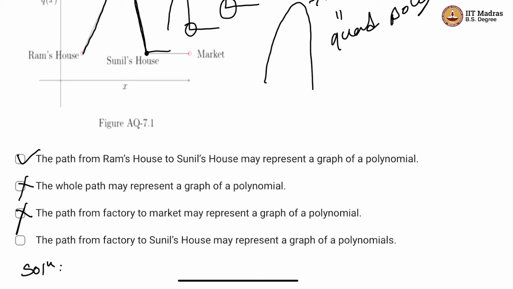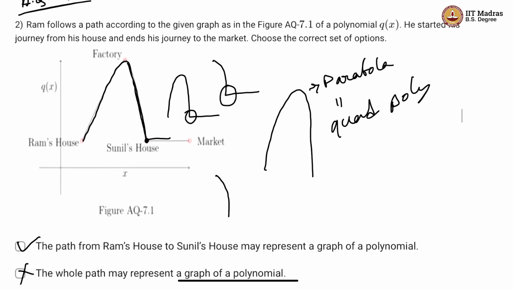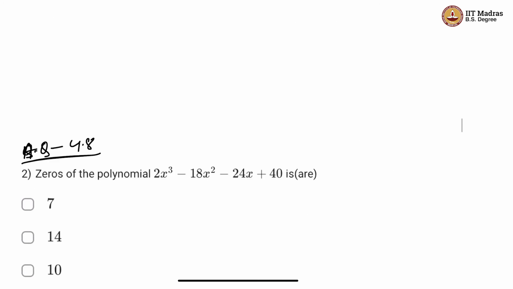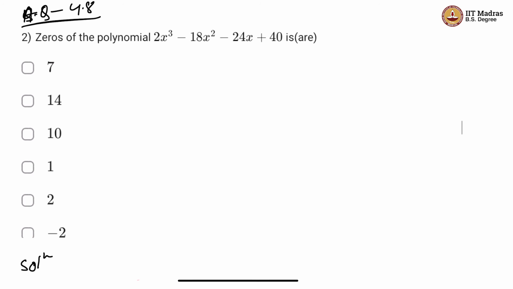That means this portion only. Okay, so clearly it's a polynomial, right? Because it's a continuous graph and it's differentiable everywhere. So it is a polynomial. It may be a graph of a polynomial. Okay, so option 1 and option 4 are the correct options. Let's look at the next question.